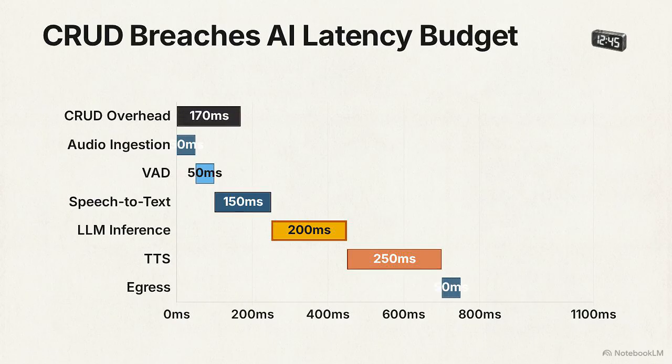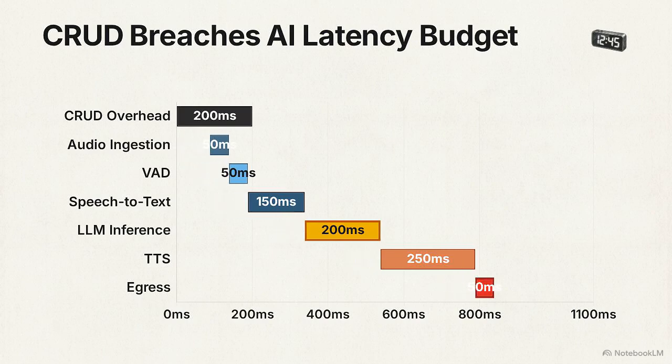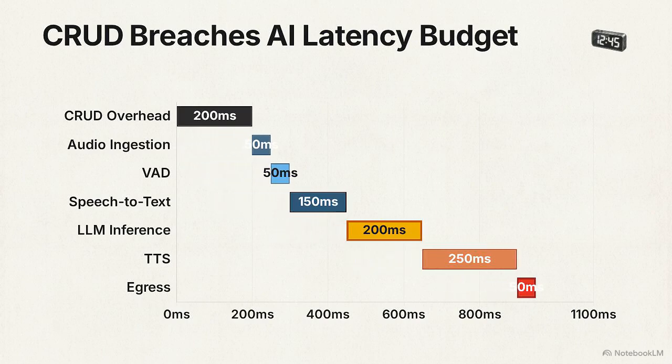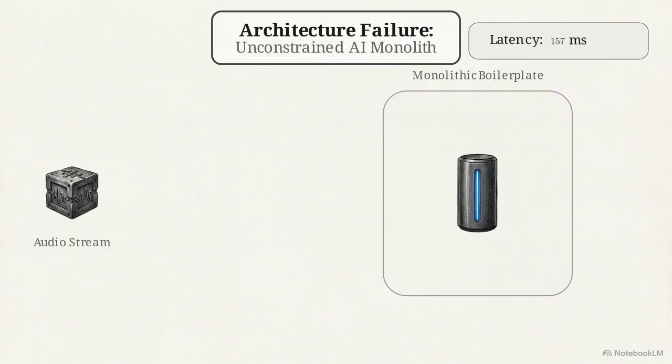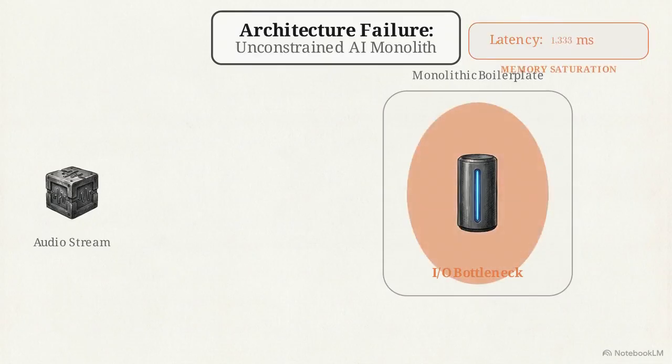text-to-speech synthesis, and egress. Synchronous CRUD architecture relies on individual request-response cycles. This overhead consumes a large portion of our latency budget before AI inference even begins. To manage this complexity, developers are increasingly turning to autonomous AI coding agents to architect and build the system. However, without specific constraints, an AI agent will default to generic, monolithic boilerplates that cannot meet these high-performance requirements.